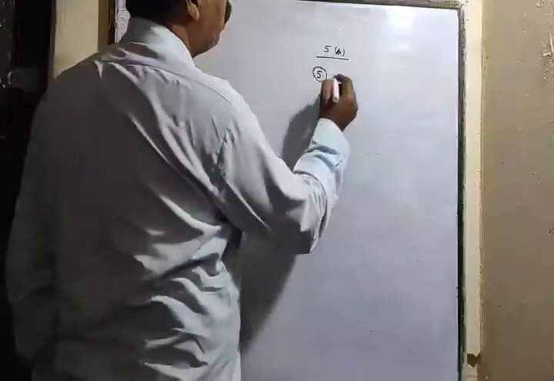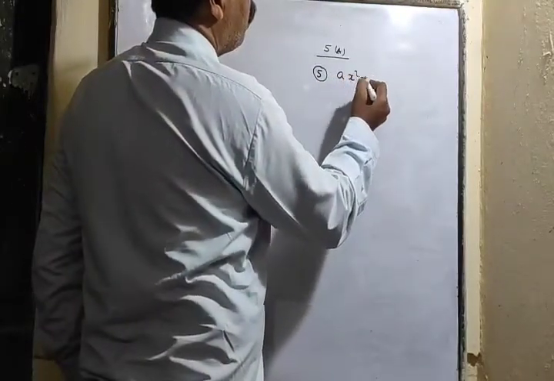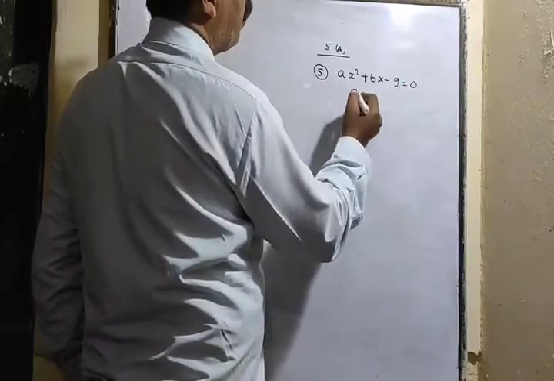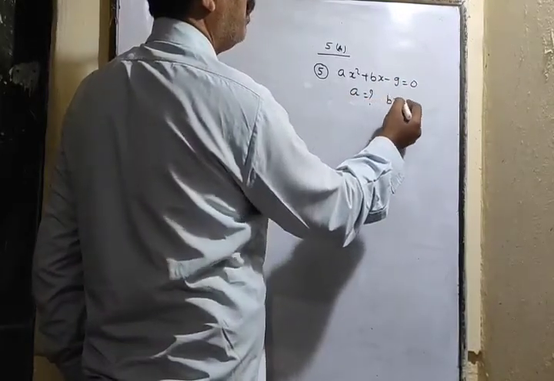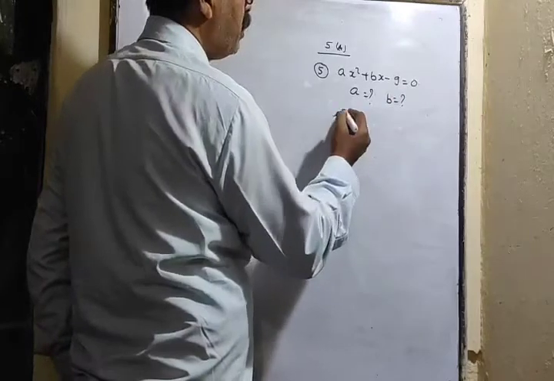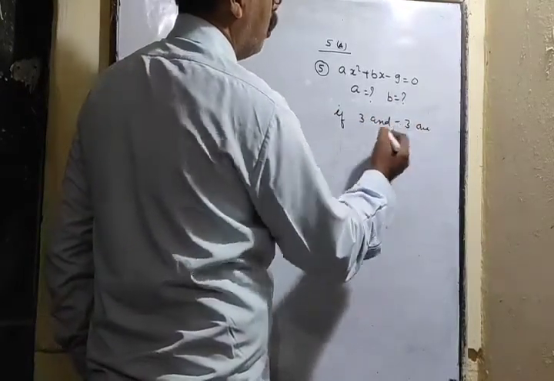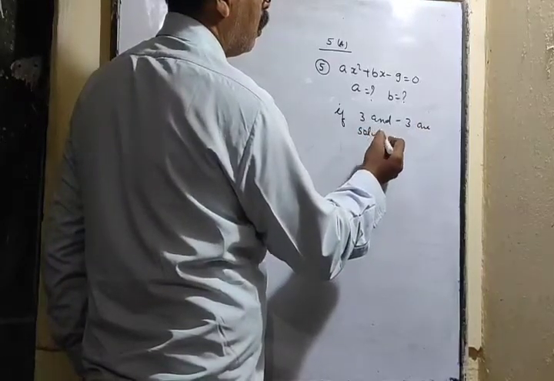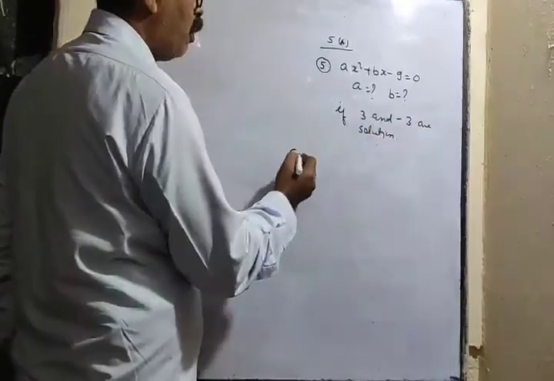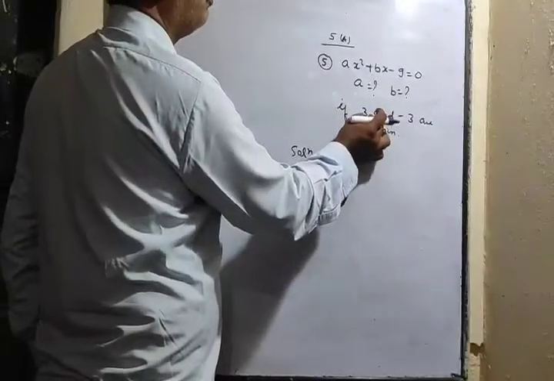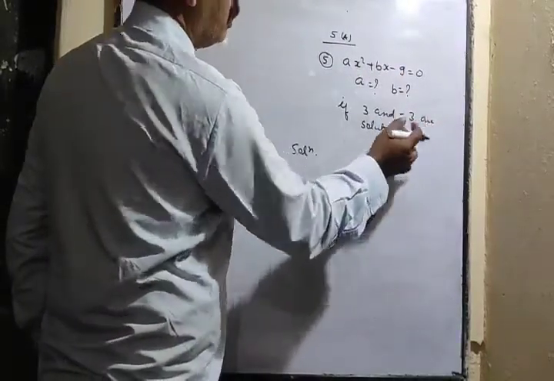The equation is given: ax square plus bx minus 9 is equal to 0, and we have to find the value of a and the value of b if it is given that 3 and minus 3 are solutions. So what you have to do in this solution is, one time we'll put the value of x is equal to 3 in this equation and one time minus 3.